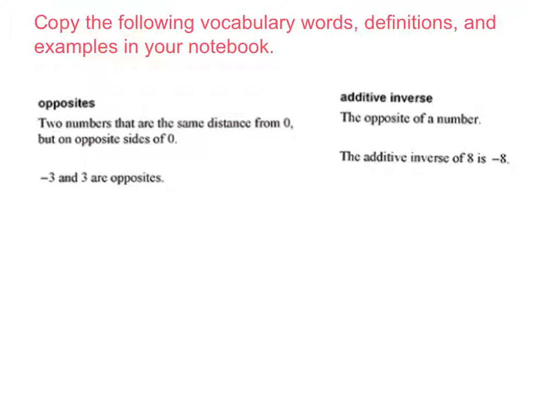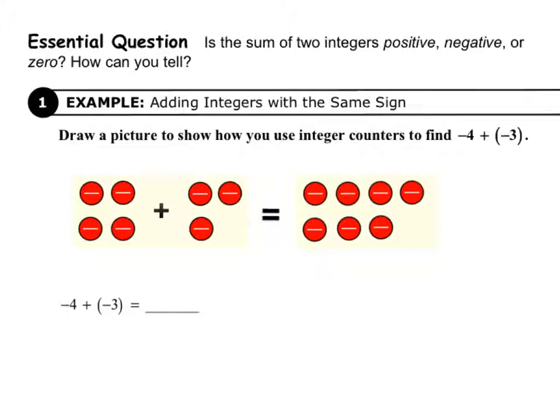Be sure you copy everything exactly as it appears on the screen, and be sure you include the example in your notebook. Today we'll be working on page 7 in your record and practice journal. We'll be doing the first example in order to get you ready for the activities. The essential question is: is the sum of two integers positive, negative, or 0, and how can you tell?